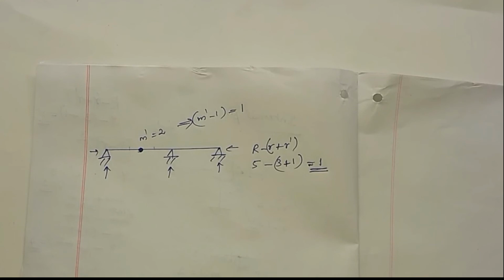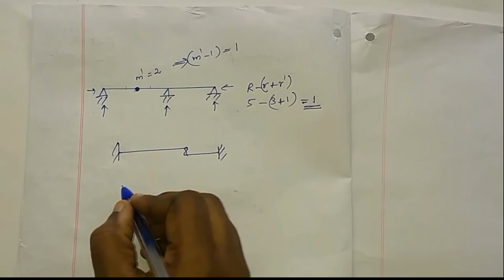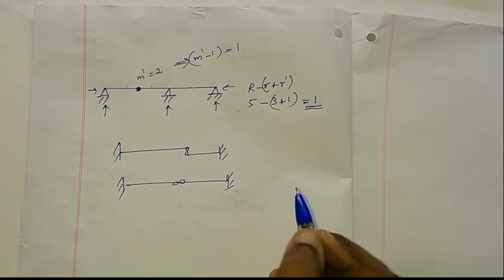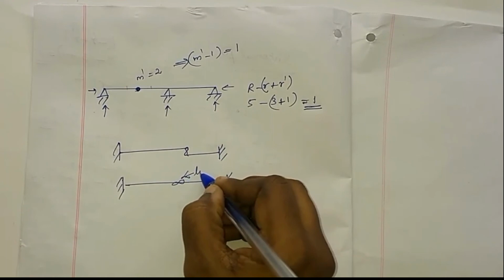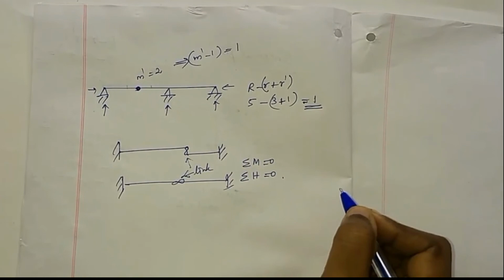In case of a link formation, here I have a structure, and some link will be given. Again, I can have a structure like this, with some link. It can be like this, or some diagram can be given like this, a link which releases the moment and the horizontal forces. In this case, if it is a link, differentiate pin and the link. If it is a link, it gives rise to two extra equilibrium equations, sigma m equal to 0 and sigma h equal to 0 at the link.